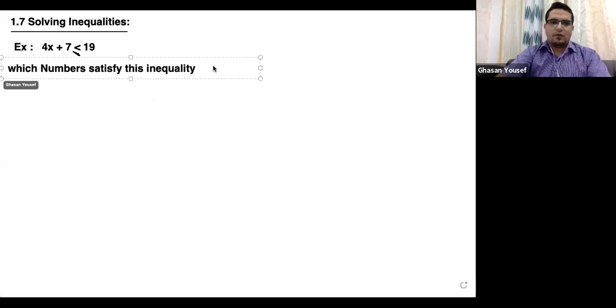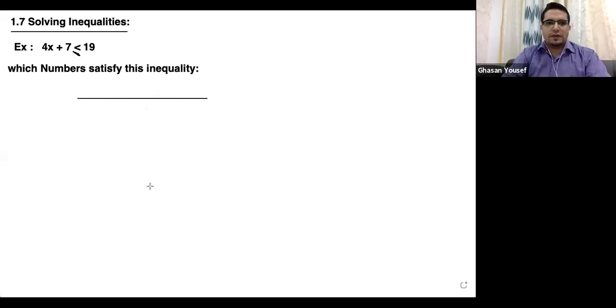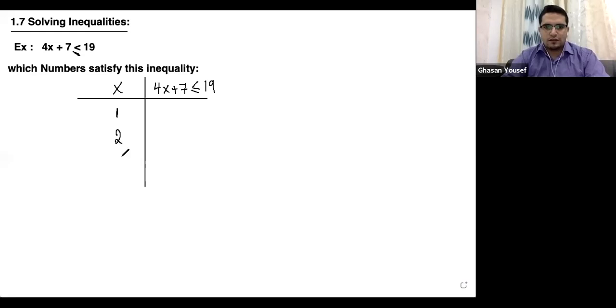Okay, which numbers satisfy this inequality? This is the question. So here we're going to make a small table like this, take a variable for x, and plug it inside this inequality. Here is x, and here we have 4x plus 7 less than or equal to 19. I'm going to choose random points, for example, 1, 2, 3, 4, and 5.